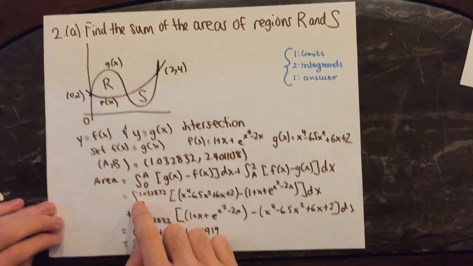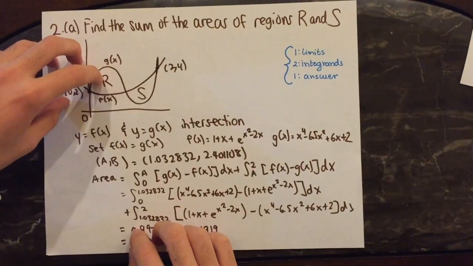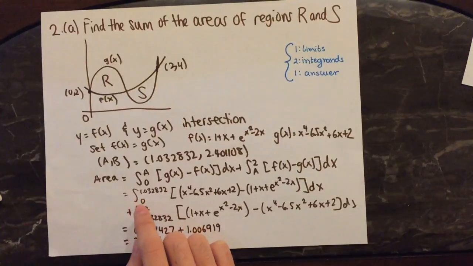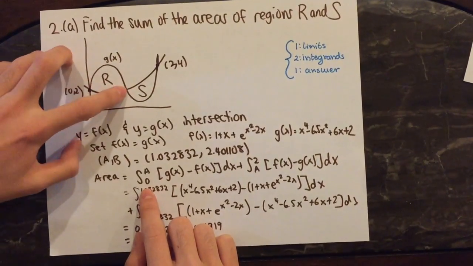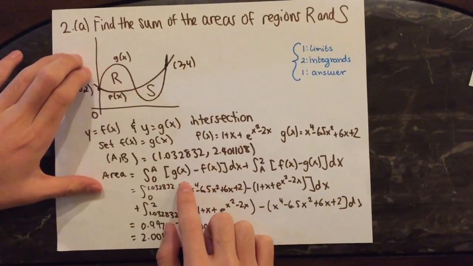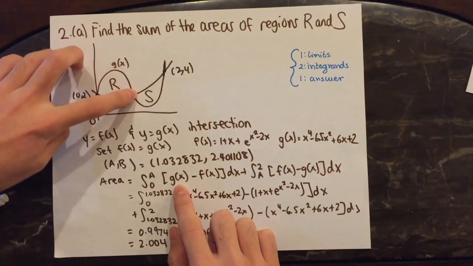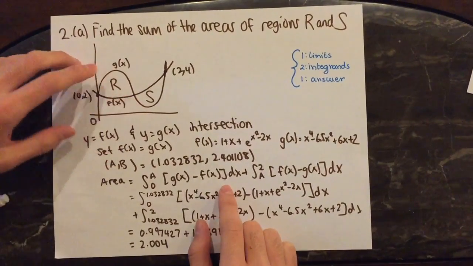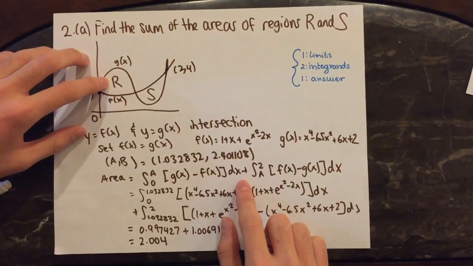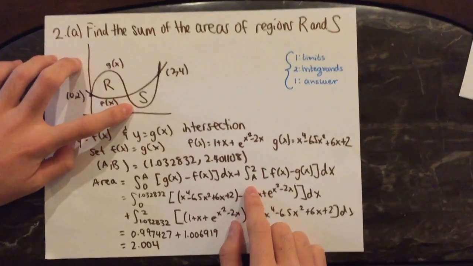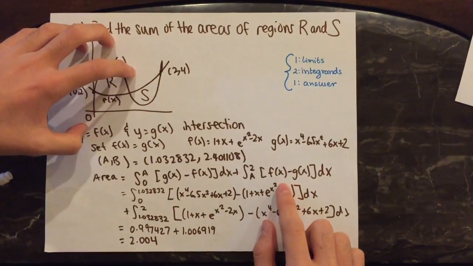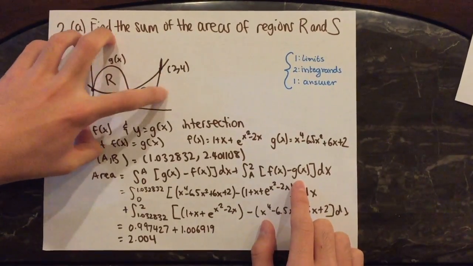Now we move on to finding the areas added together of R and S, and to do that we're going to have the integral from 0 to a, and a will represent 1.032832, of g of x minus f of x dx. And we do that because g of x is the function that's on top. And we're going to add that to the area of S, which is the integral from a to 2 of f of x minus g of x.